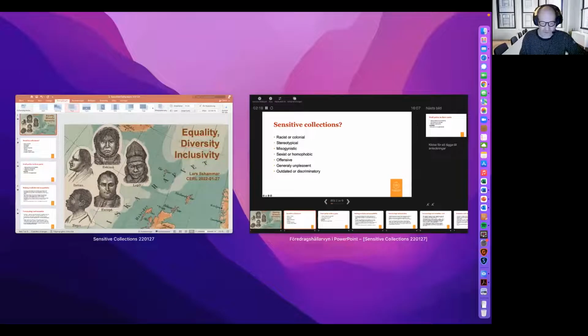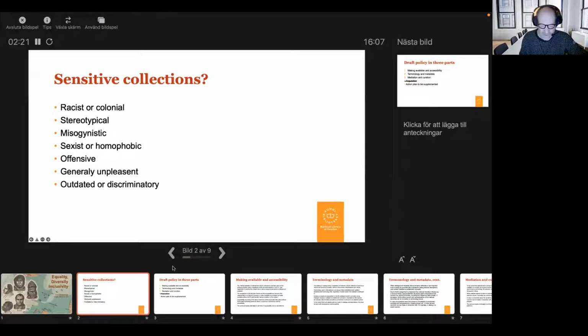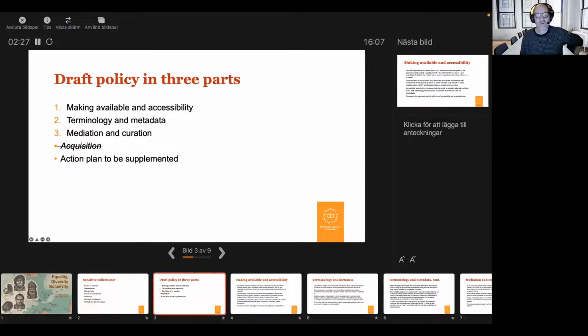What we're doing in Sweden presently at the National Library is that we are trying to define a policy for sensitive collections. And we have a draft document. I will be pleased to share it with you later. But this draft policy has 3 parts or sections. The first one is about making available and accessibility. The second part is about terminology and metadata. And the third part is about mediation and curation.